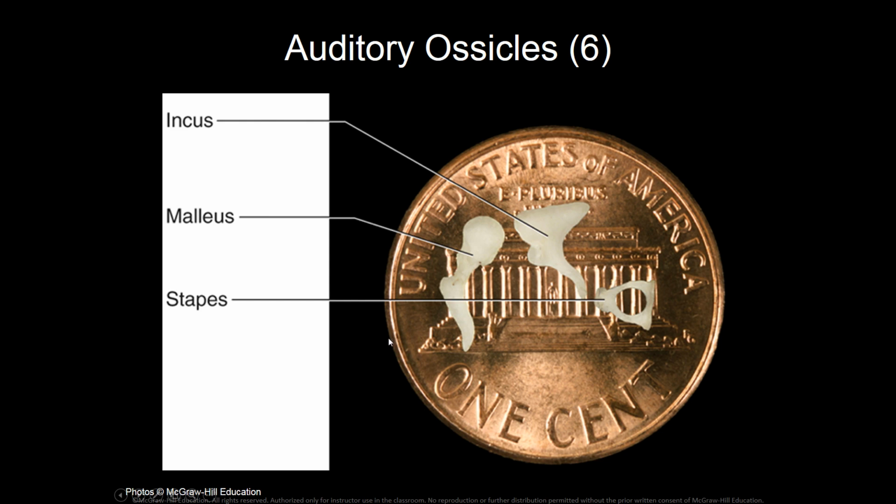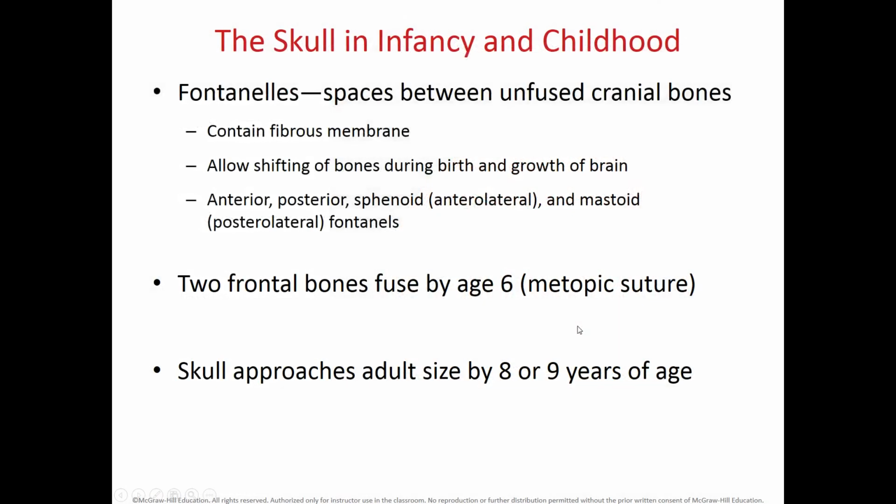For the auditory ossicles, we have these bones, the stapes here, and then we have the incus and the malleus. They're very tiny. They are even tinier than a penny.